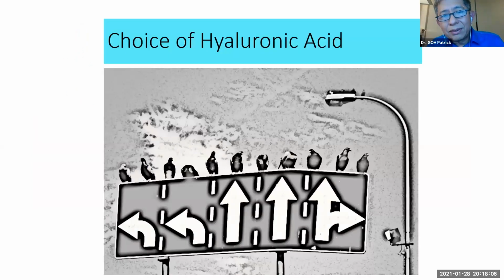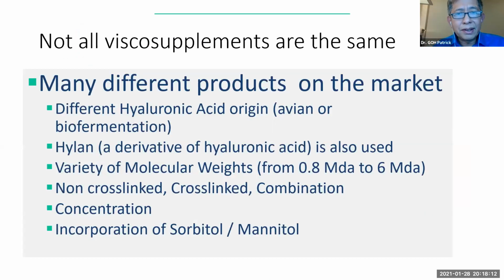When it comes to hyaluronic acid, there's a whole bunch of them out there, and a whole lot of choices. Not all of them are the same. There are many different products on the market. The origin of the product could be one of the differentiating points, whether it's avian or by biofermentation. Hylan is a derivative of hyaluronic acid. There are a variety of molecular weights from low to high. Generally above 1,500 to 2,000 kDa, perhaps we would consider as high.